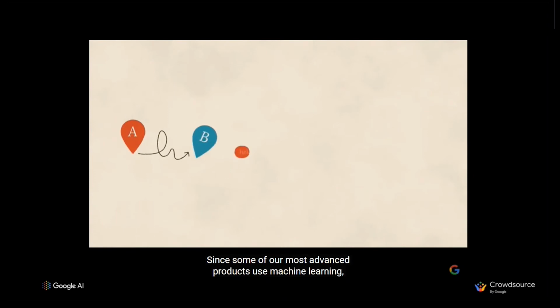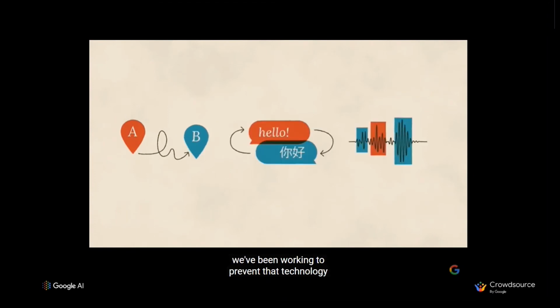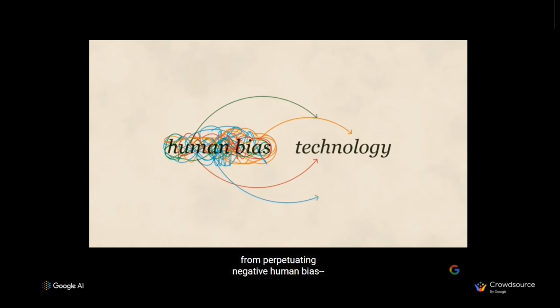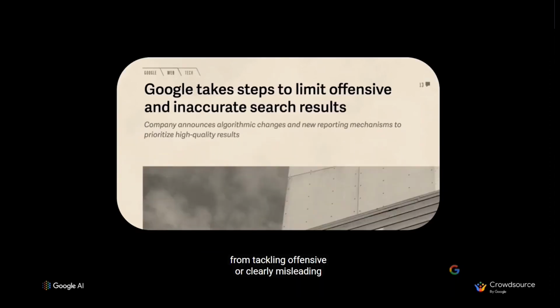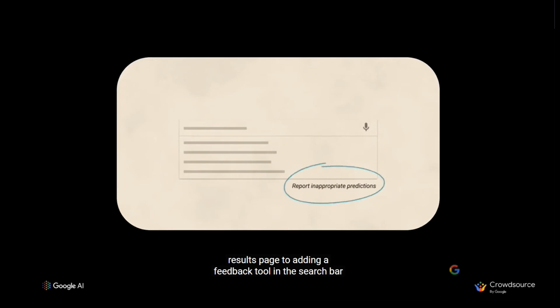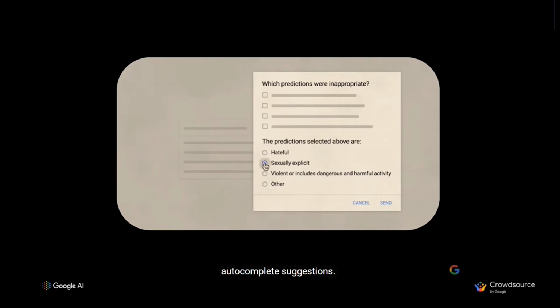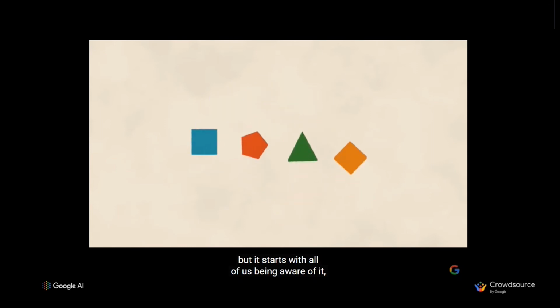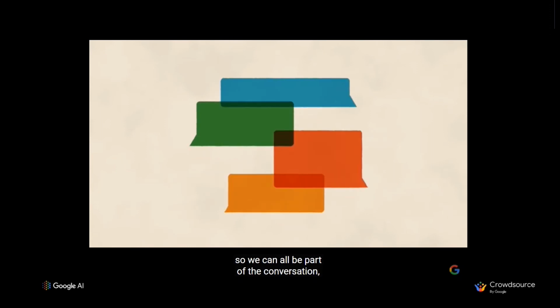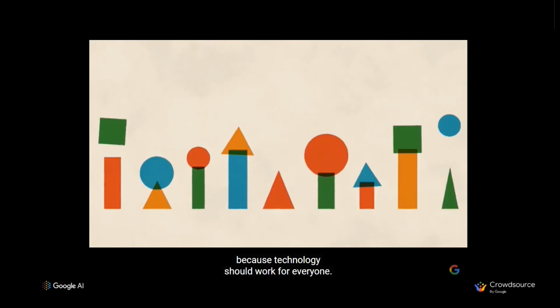Since some of our most advanced products use machine learning, we've been working to prevent that technology from perpetuating negative human bias. From tackling offensive or clearly misleading information from appearing at the top of your search results page, to adding a feedback tool in the search bar so people can flag hateful or inappropriate autocomplete suggestions. It's a complex issue and there's no magic bullet, but it starts with all of us being aware of it so we can all be part of the conversation. Because technology should work for everyone.